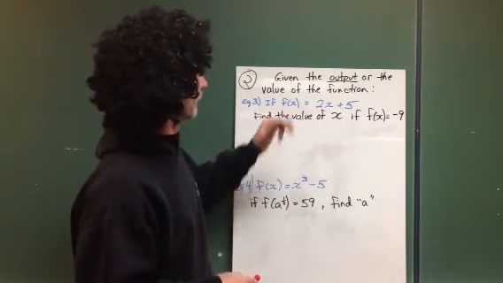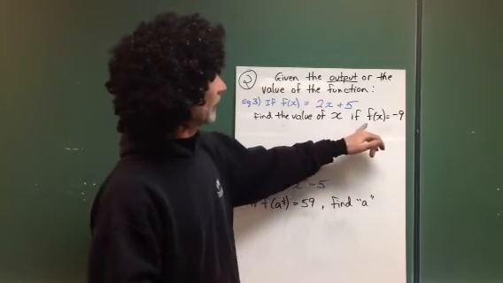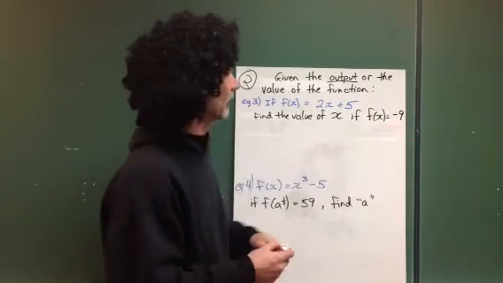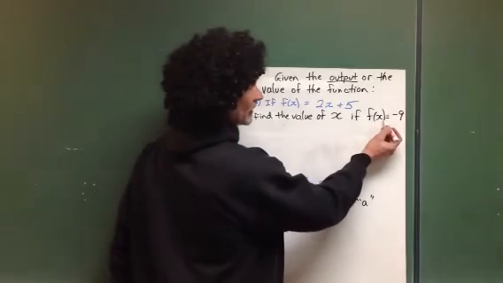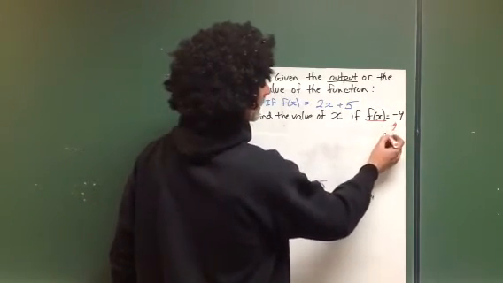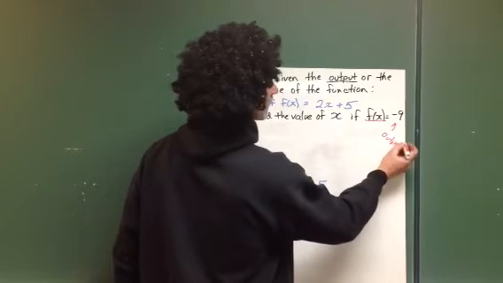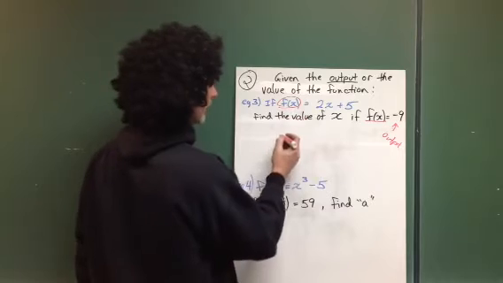So here's a function. If f of x is 2x plus 5, find the value of x if f of x is negative 9. Notice it does not say f of negative 9. It says f of x is negative 9. In other words, the output is negative 9. The output. Okay, it's like the y value. This part is the negative 9.